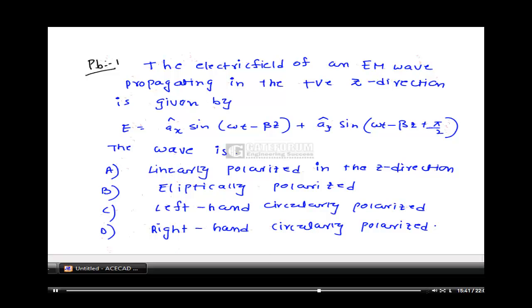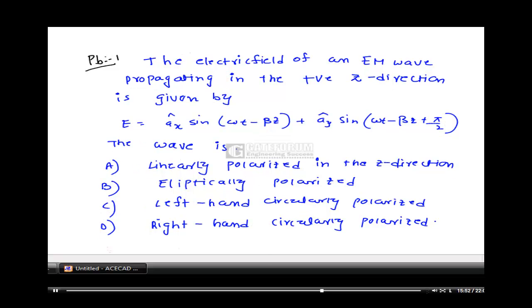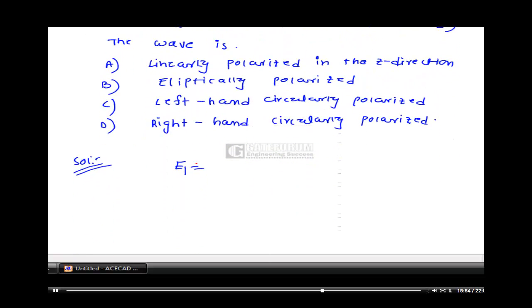What are the amplitudes? The E1 amplitude is equal to 1. Similarly, what is the amplitude E2? E2 is also equal to 1. What is theta? Theta is equal to pi by 2. So here E1 is equal to E2. Amplitudes are equal and theta is equal to pi by 2.